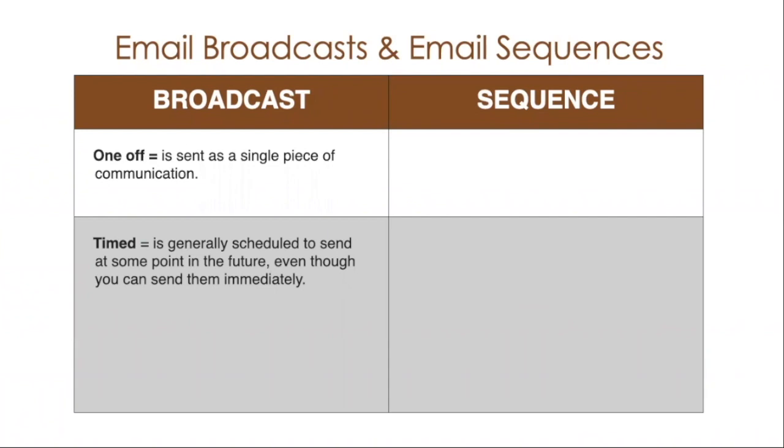So an email broadcast is a one-off. Look on the left side of the screen there. It is sent as a single piece of communication. These are generally timed and scheduled to send at some point in the future, even though you can do a broadcast and you could send it immediately. You could just power that thing out and it goes right now.